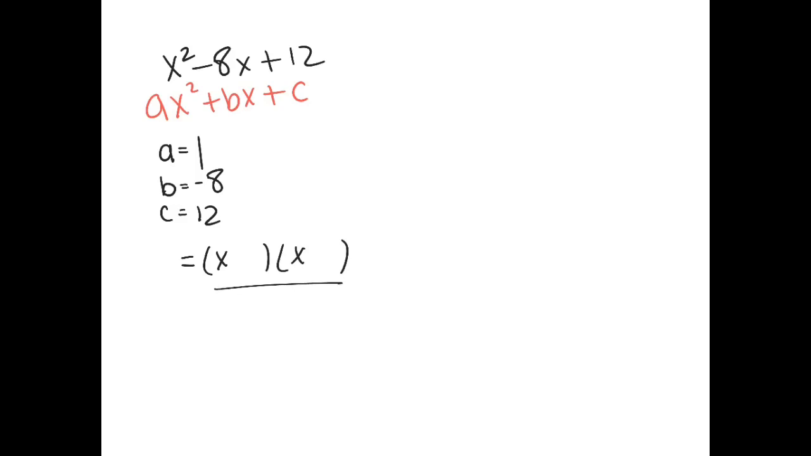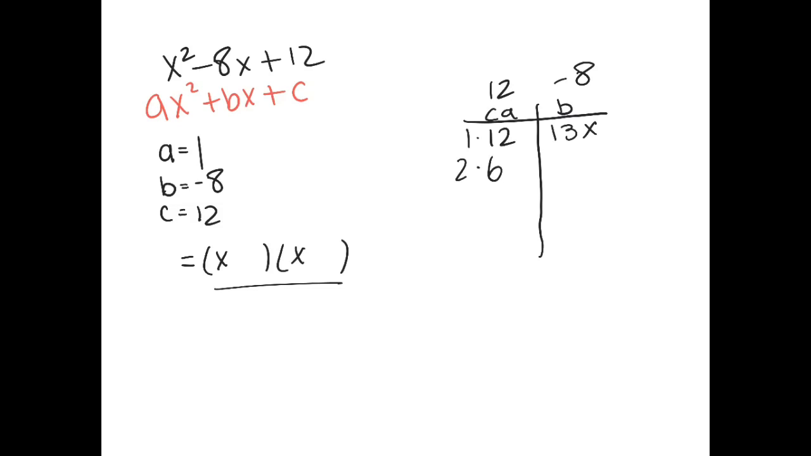Now let's create our CAB table. C A and B. What's our C times our A value? 12 times 1 is 12. And now all we have left is our B value, so it's -8. Now, we have to find two numbers that multiply to 12, but add to -8. So 1 times 12 is 12, but it adds to 13. That's wrong. We've got 2 times 6, that adds to 8. That's wrong. We've got 3 times 4. Those two add to 7.